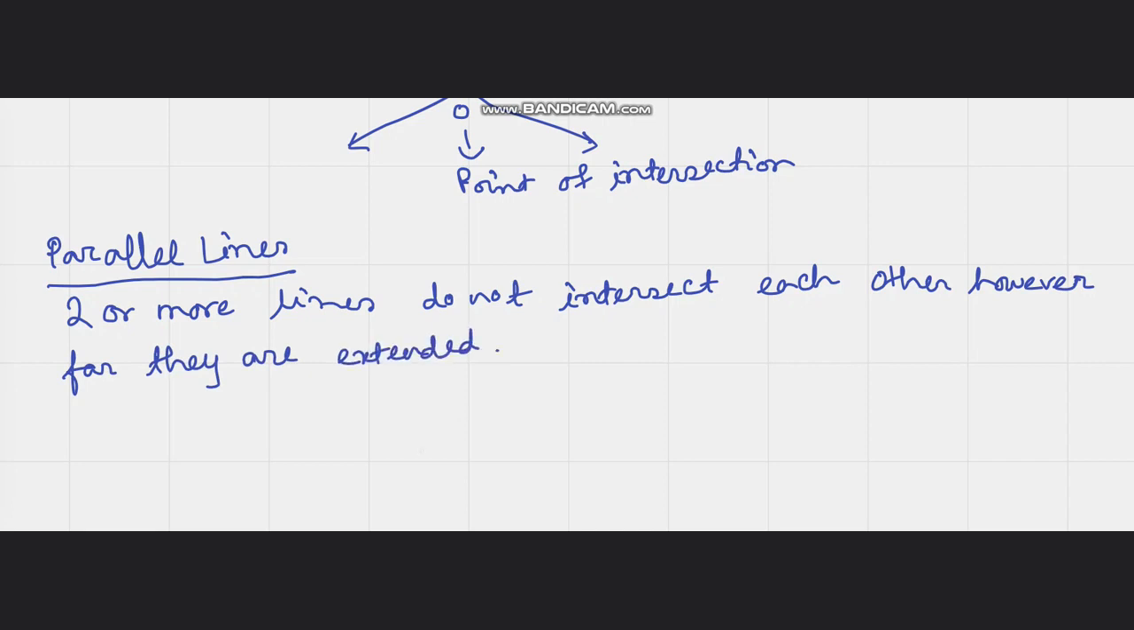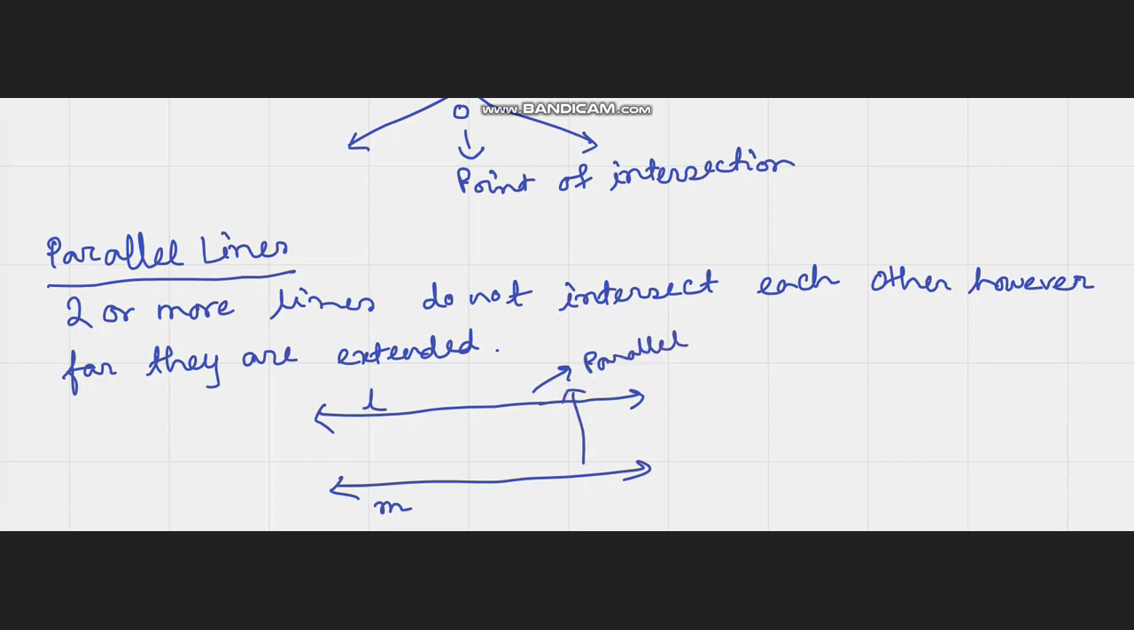Okay, we can take one example like a railway track. If you look at the railway tracks, they never meet each other, right? They keep on going. So let us draw two lines, L and M. We can clearly say that here they will never meet each other. So these two are called parallel lines.